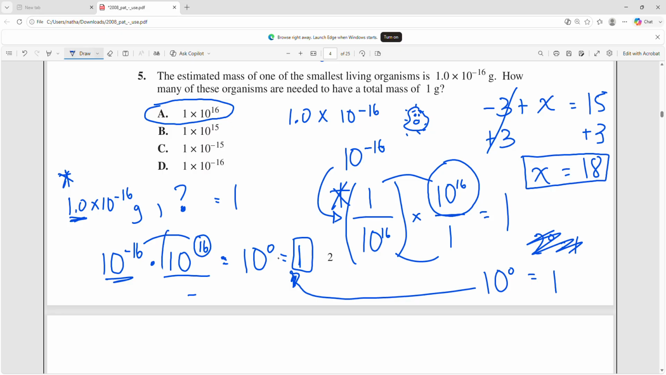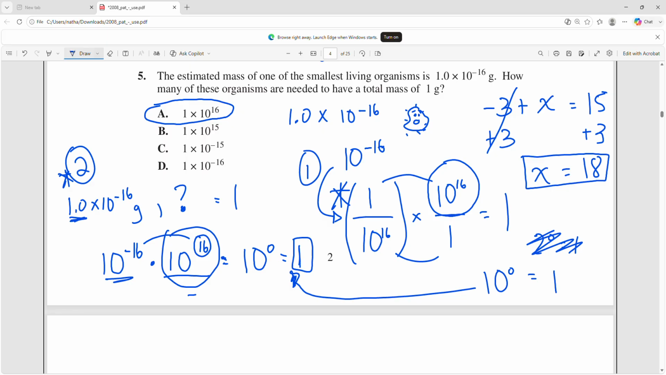So the 10 to the 16 is the number of organisms, and they write that kind of like in scientific notation. So 1 times 10 to the 16 would be the right answer. So between these two methods, method number 1, method number 2, do the one that you would like the best.